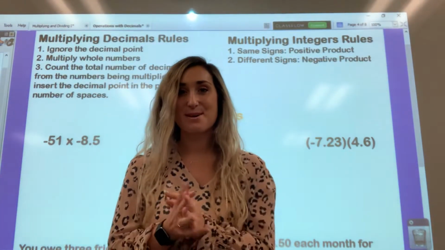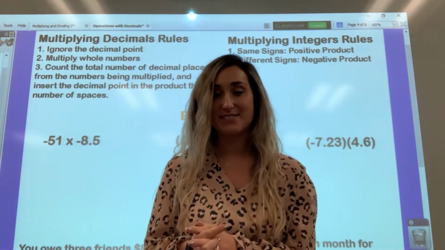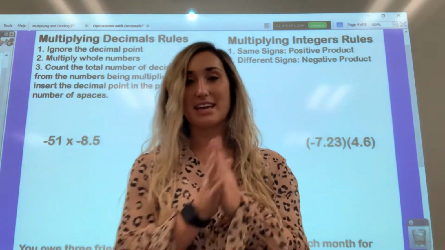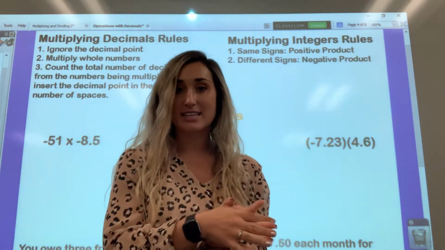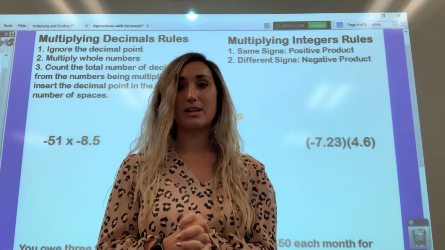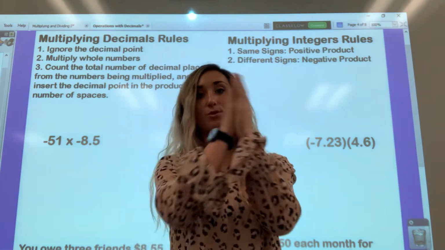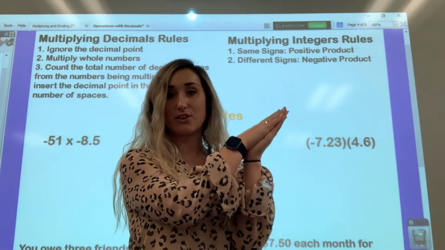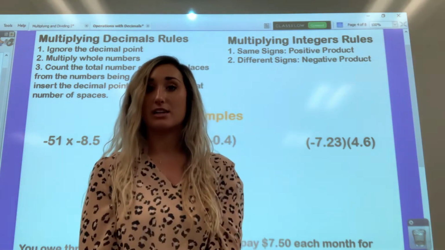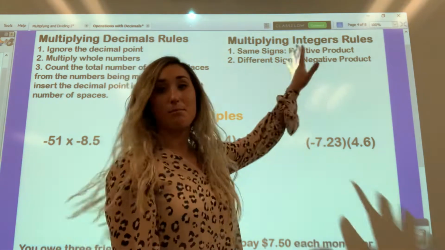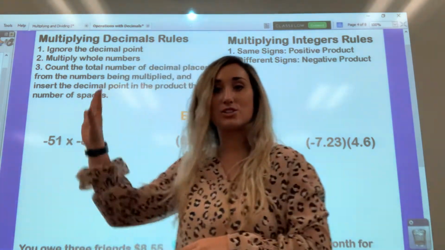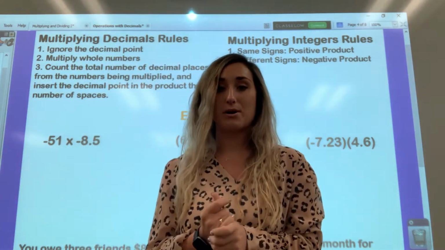Hi, today we are moving on to multiplying negative decimals, and just like when we did adding and subtracting negative decimals, we're going to combine what we learned in 6th grade, multiplying positive decimals, with what we learned this year in 7th grade with multiplying integers. So this is all the positive and negative stuff. This is just what to do when we multiply decimals.